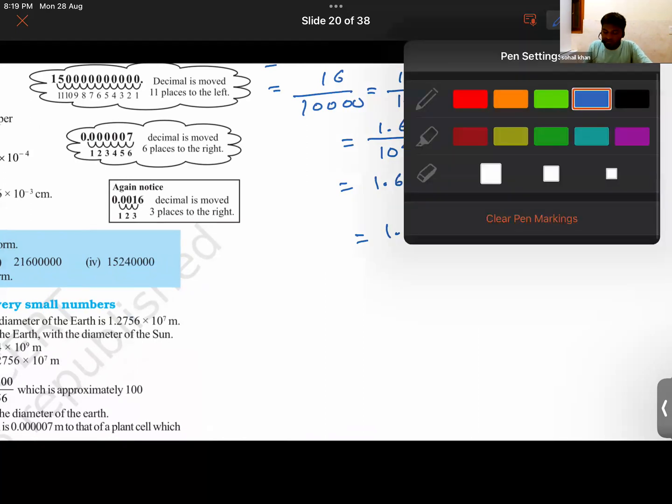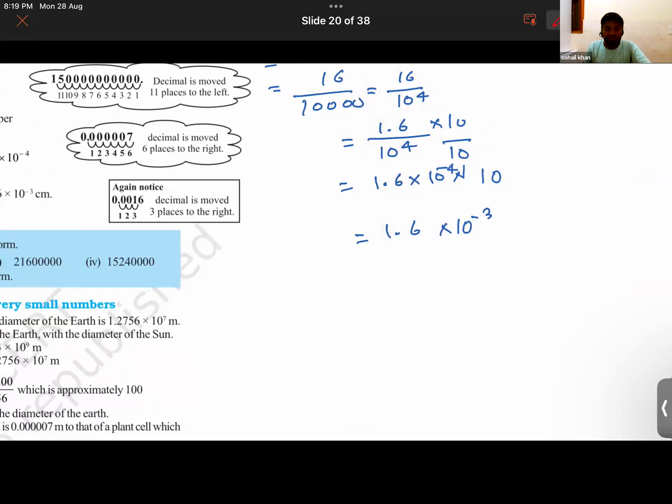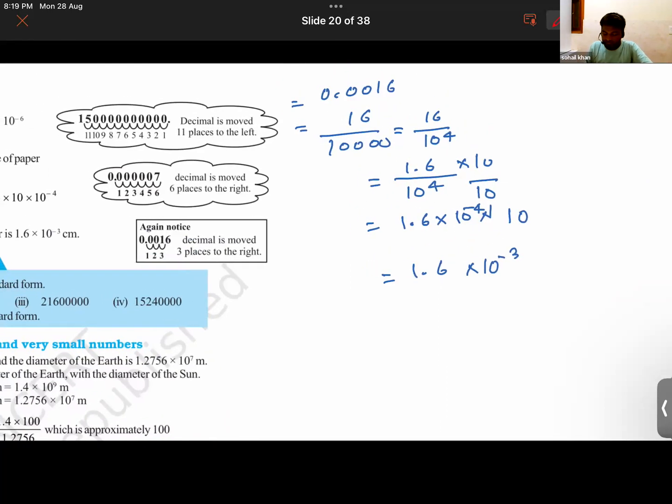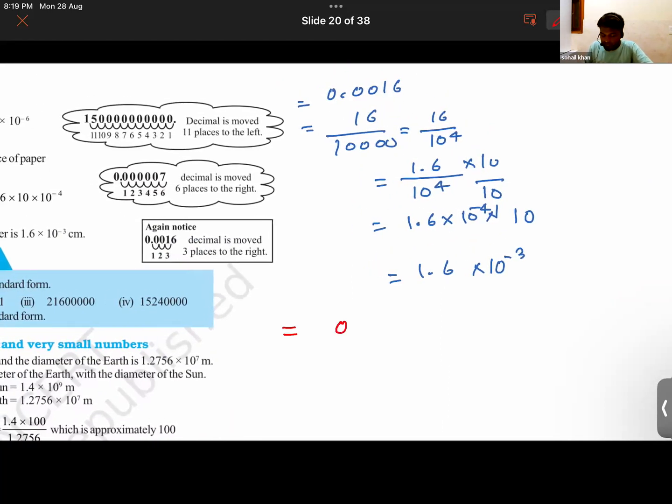Let's have a look at a similar question. Then it will become more clear. Now you have got a number like 0.000016. Let's try to do this one. So it will be 16 upon, let me solve this one. I will be giving you one more question. So let's place how many zeros?